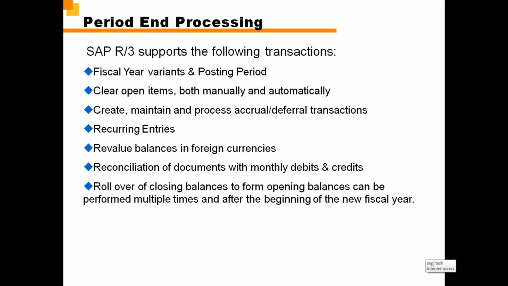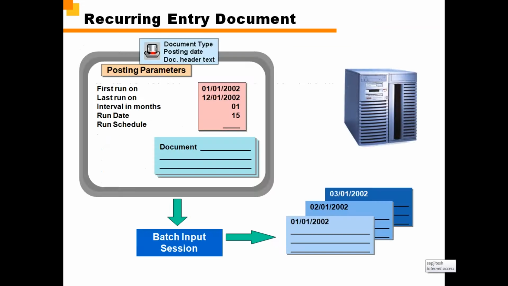Then we'll have the recurring entry that would be part of your reference data. Then revalue the balance if you are posting something in a foreign currency. Let's suppose we have taken some loan in a foreign currency. Before closing the books, I want to revalue the balance in the local currency. That is what I will do in the month end or in the year end. Then the reconciliation of the document with the monthly debit and credit, and we will transfer the balance to the next posting period. This is the accrual deferral, which we will go through in detail.